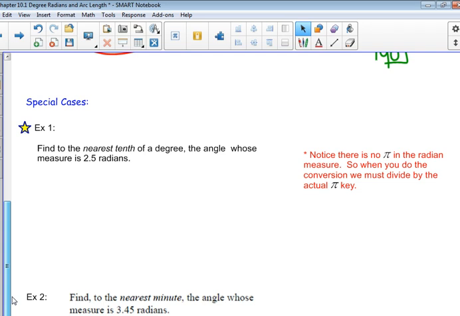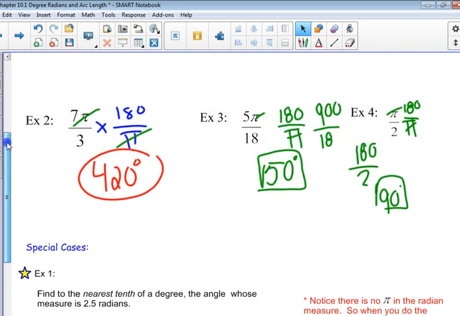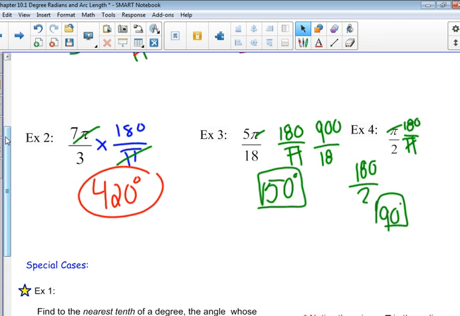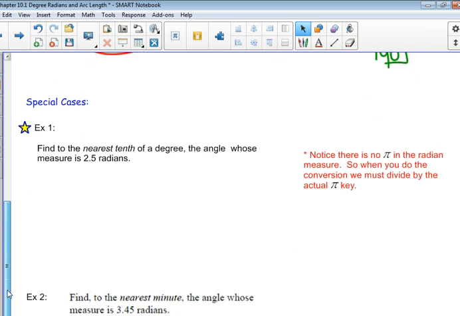Okay, so take a look at the next one. The reason why I wanted you to do this, like 180 over pi, and actually show it, is because of these special cases. I've been seeing more and more of this type of problem show up on recent exams rather than the easier conversion. But again, you never know what they're going to do. So just take a second, read this one carefully. They want the nearest tenth of a degree. The angle whose measure is 2.5 radians.